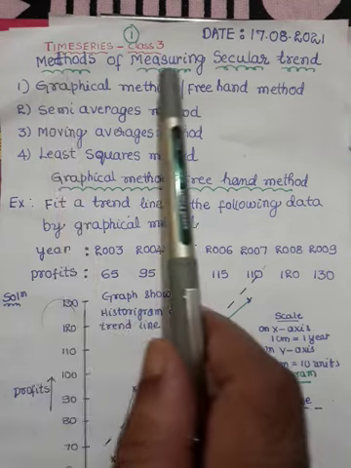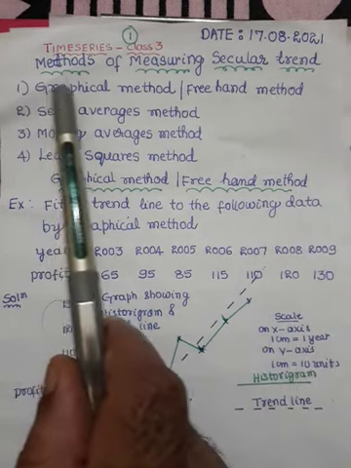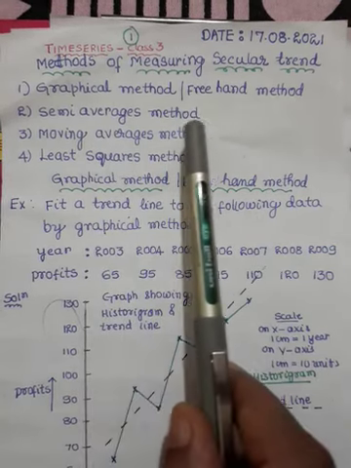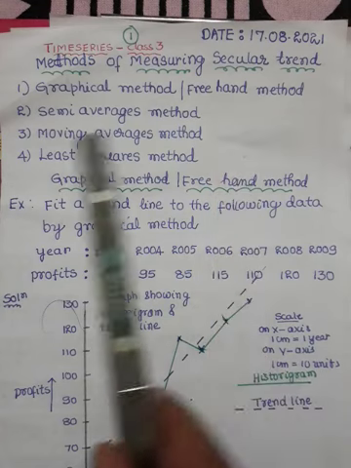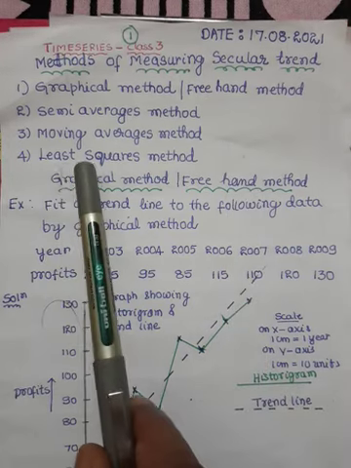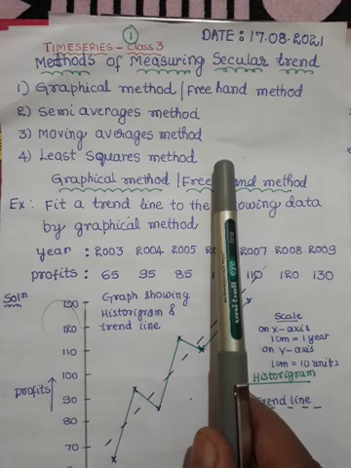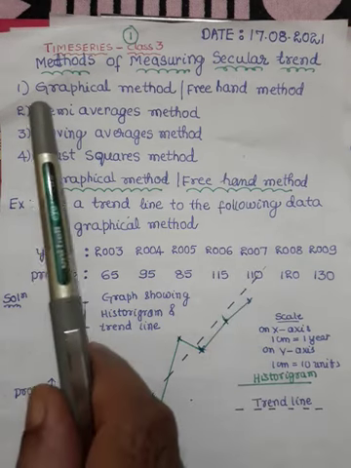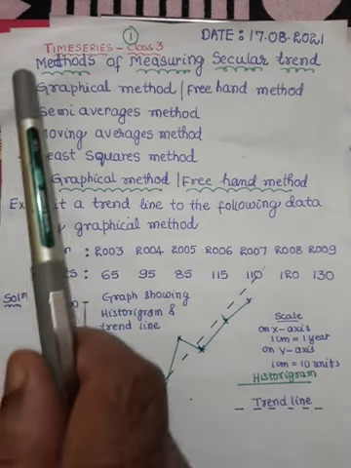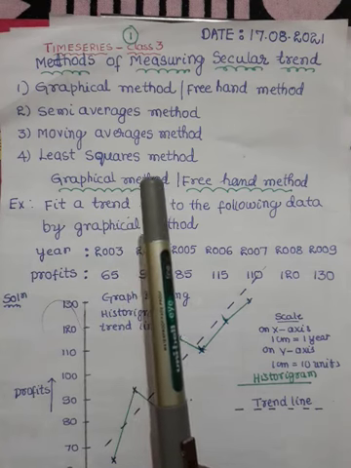There are 4 methods of measuring secular trend. They are: number 1, graphical method or freehand method. Number 2, semi-averages method. Number 3, moving averages method. Number 4, least squares method or method of least squares. So how many methods are there for measuring the secular trend? There are 4 methods for measuring the secular trend.